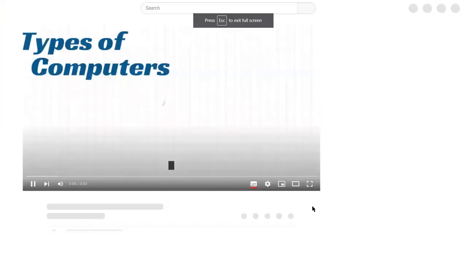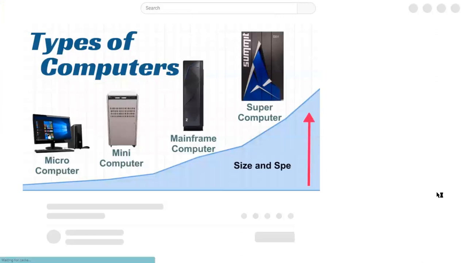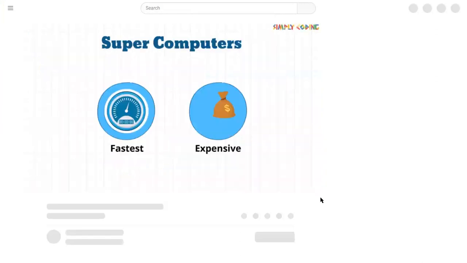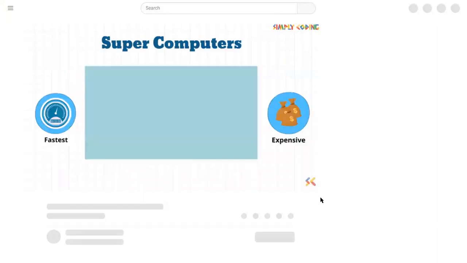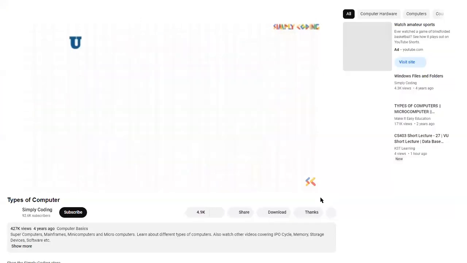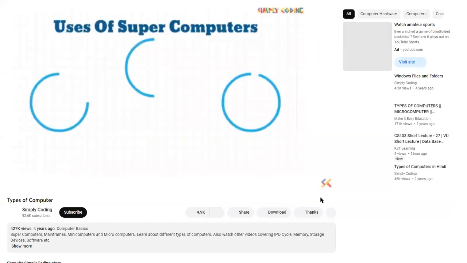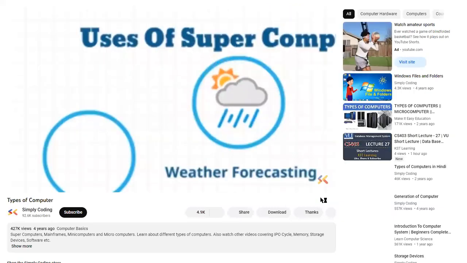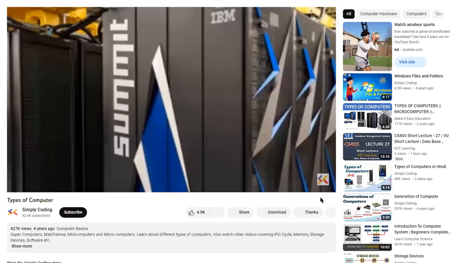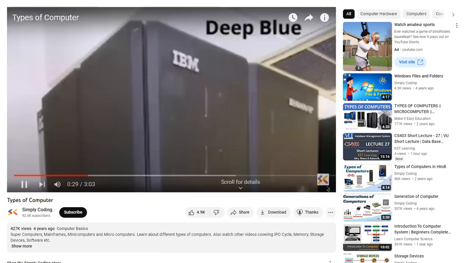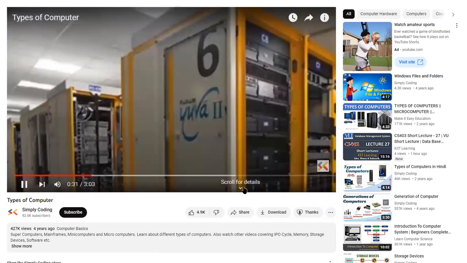Computers are classified into many types based upon their size and speed. The fastest and most expensive computers are supercomputers. They are large and have multiple CPUs, so can handle many instructions in parallel. They are used for complex calculations such as weather forecasting, nuclear science, rocket launching, etc. Some examples of supercomputers are Summit, Sierra, Deep Blue, and Param made by CDAC in India.